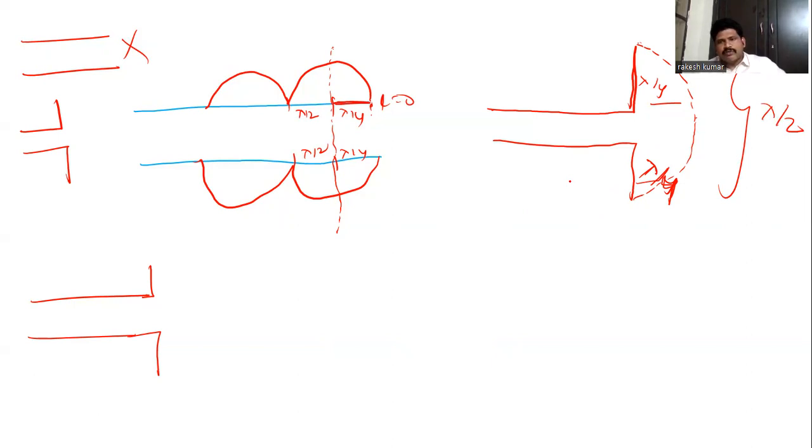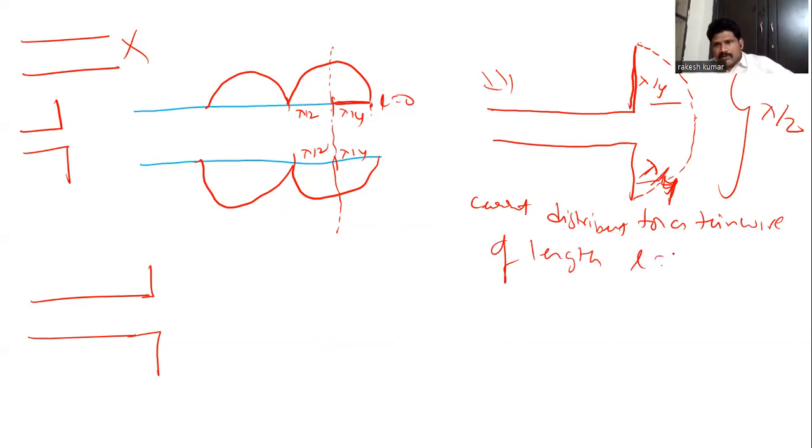Means the current distribution for a thin wire of length L is equal to lambda by 2. This is the radiation pattern. For L is equal to lambda by 2, where do you want to bend the transmission line? You want to bend it to stop at lambda by 4 and the other lambda by 4. Lambda by 4 plus lambda by 4 is lambda by 2. So this is the current distribution for a length L is equal to lambda by 2.